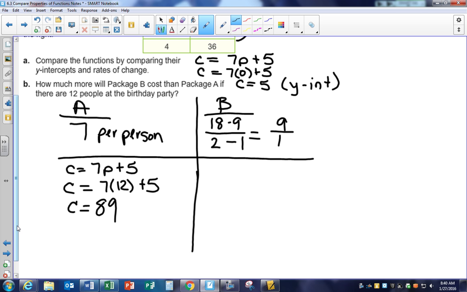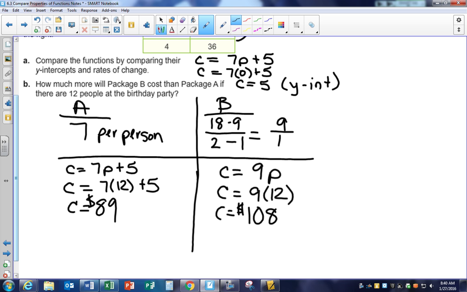So now let's compare package B. Package B just costs us $9 per person. So the cost is 9p. So if we put in 12 for our p, we will see that 9 times 12 is $108. So it would be best if we were going to have 12 people to choose package A.